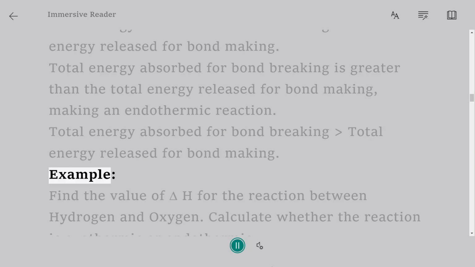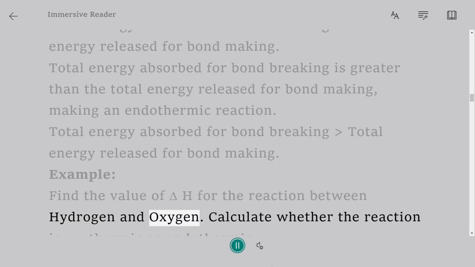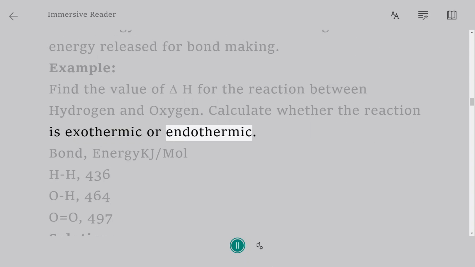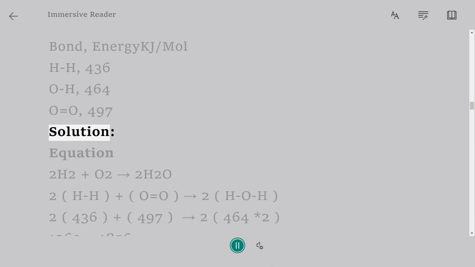Example. Find the value of ΔH for the reaction between hydrogen and oxygen. Calculate whether the reaction is exothermic or endothermic. Bond, energy in kJ/mol. H-H, 436. O-H, 464. O=O, 497. Solution. Equation. 2H2 plus O2 gives 2H2O. 2 H-H plus O=O gives 2 H-O-H.